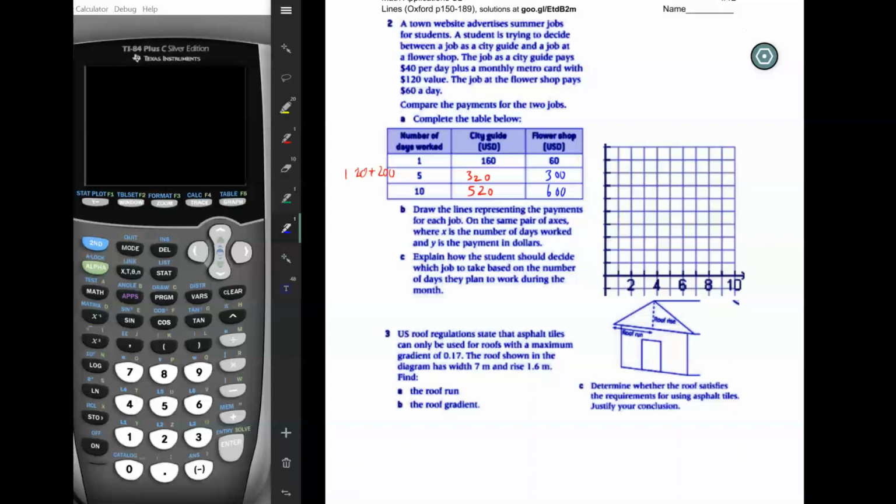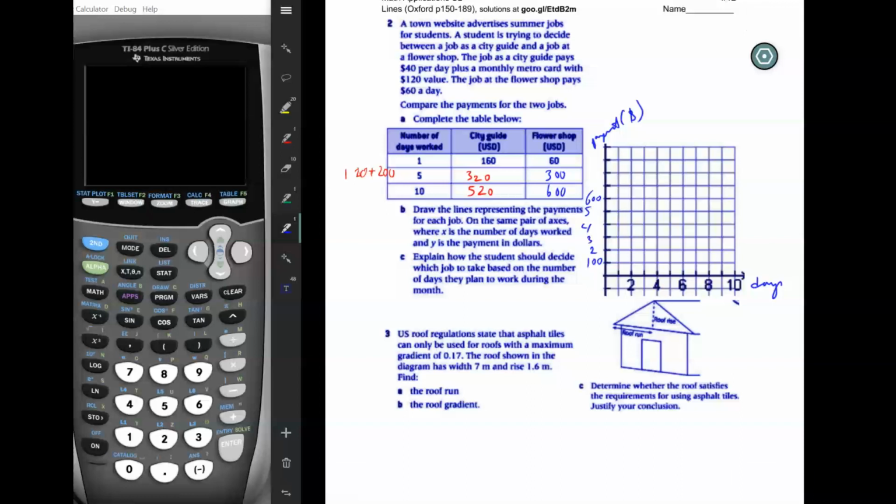Okay. Draw the lines representing the payments for each job on the same pair of axes where X is the number of days worked and Y is the payment in dollars. Okay, so let's say that the x-axis is days worked and the y-axis is the payment in dollars. And since the y-axis scale has to go up to like 600, I'm going to use each unit to be 100. So it'd be 100, 200, 300, 400, 500, 600. Okay?